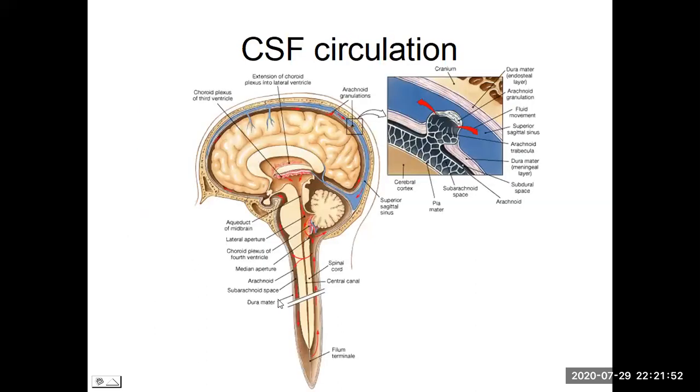So here's just a simple diagram to show that there is this distinct route of circulation. We're not concerned with learning the pathway, but you notice each of those ventricles has its own dedicated choroid plexus. And cerebrospinal fluid will flow through those ventricles in and around the brain and spinal cord.